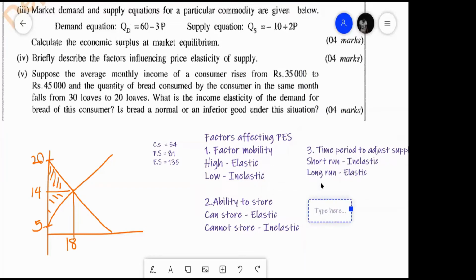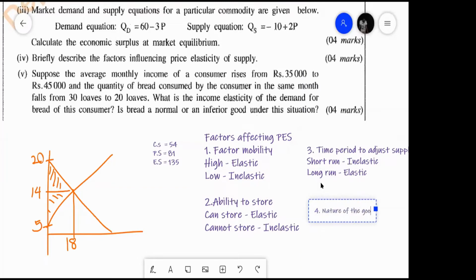Technology, guys, those things come under factors affecting supply, not price elasticity of supply. So price elasticity of supply factors are these. Factors affecting supply, you can say technology and things like that. What is thrifty nature? Where do you find that word from?